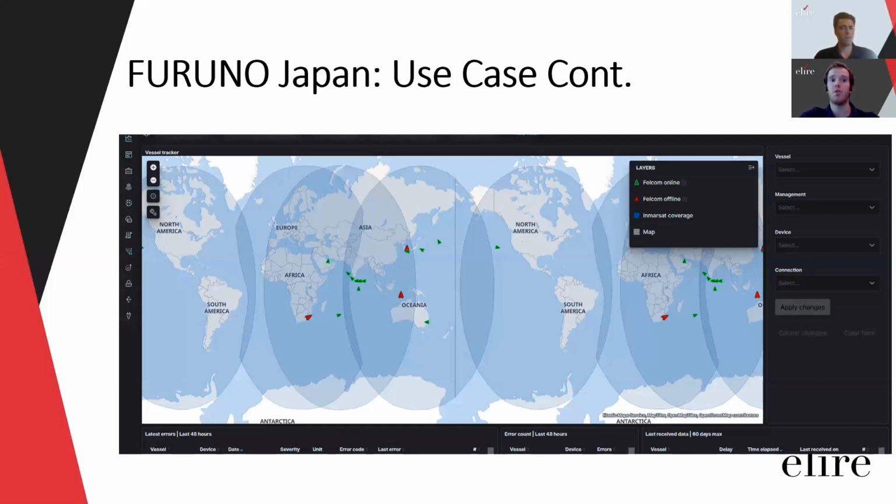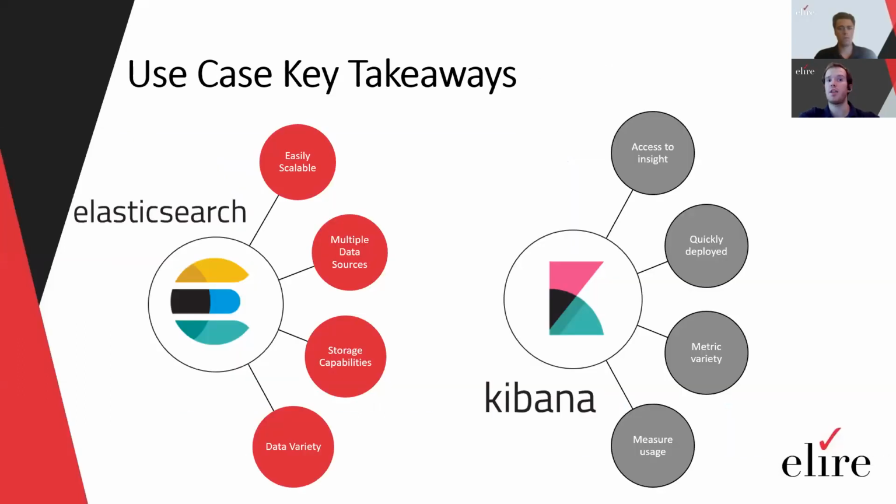So as we move into the review of these use cases, we can see a lot of the key advantages that were delivered across clients. So we started around some of the core financial drivers and settlements, and then solved the scalability that Elasticsearch allows, not only in size, but in terms of capability and capacity to incorporate multiple data sources, storage capabilities, and then of course, data variety. On top of Elasticsearch, we saw that Kibana provides ease of access to really dynamic insights, and it can be quickly deployed on top of Elasticsearch.